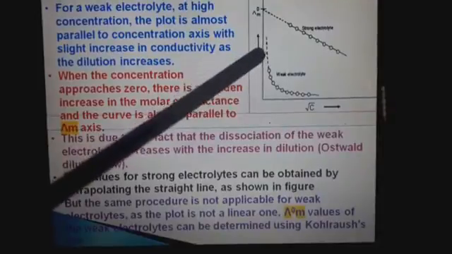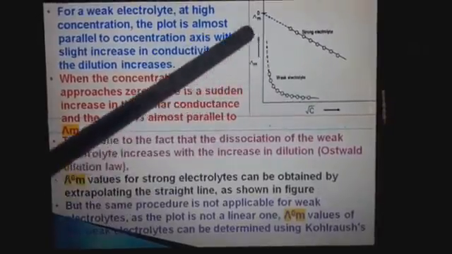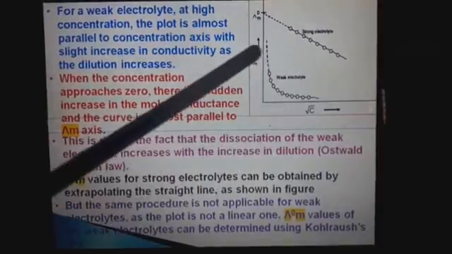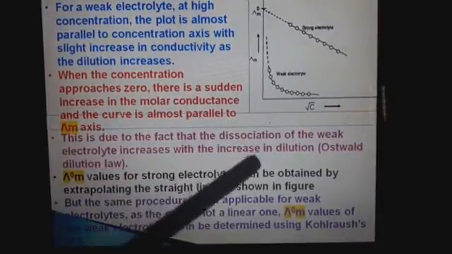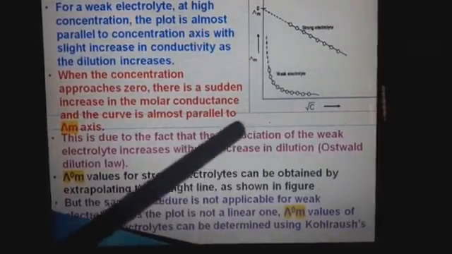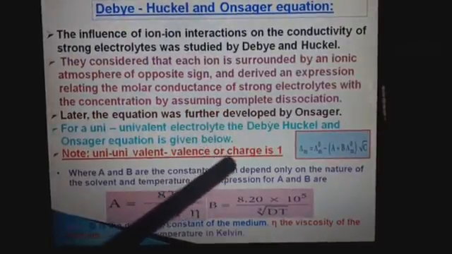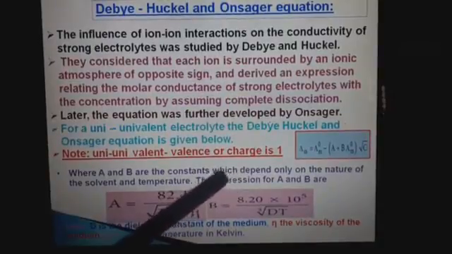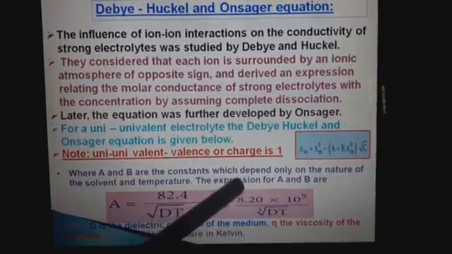In a weak electrolyte, it is not linear. It is a curve, meaning conductance decreases with increasing concentration, from up to down. This is determined by Kohlrausch's law. The lambda 0 m values of weak electrolytes can be determined using Kohlrausch's relationship. You already saw the formula: lambda m is equal to lambda 0 m minus k root c. That is Kohlrausch's law.